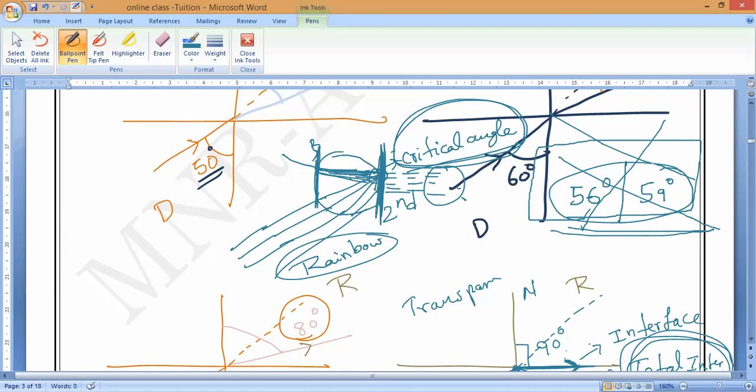Critical angle of the dispersed spectrum, which is falling at which surface? Second surface of the raindrop. If it is a raindrop, this is called the first surface, where the light is entering, at point B. Understand? From B to C, wherever the light is falling, this is called the second surface. At the second surface, the spectrum of light is falling with which angle? Critical angle.